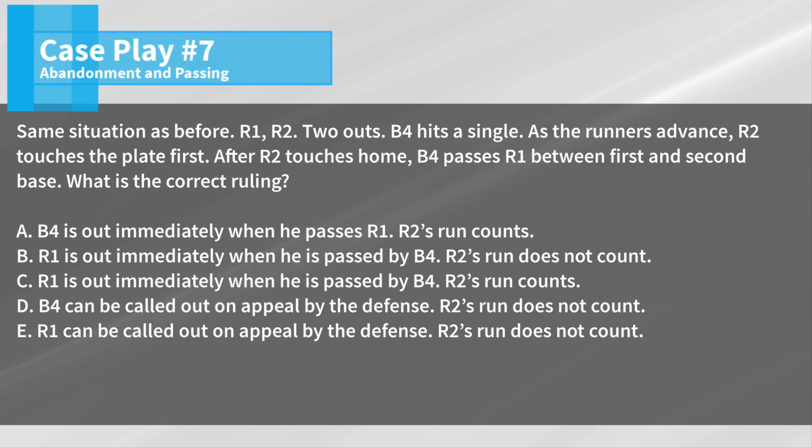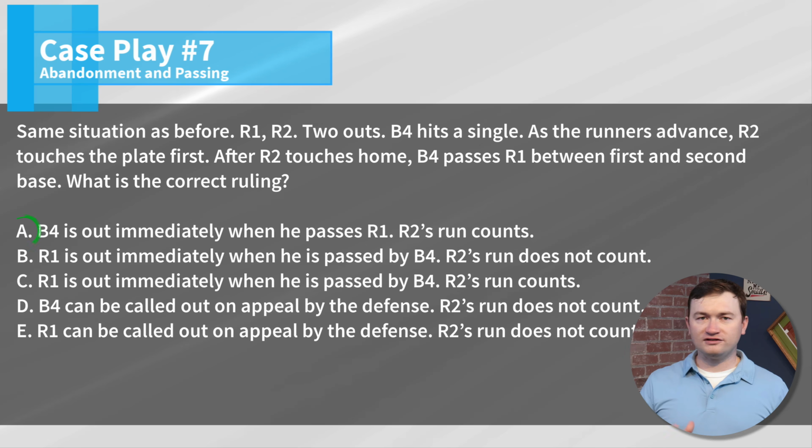A, B4 is out immediately when he passes R1, R2's run counts. B, R1 is out immediately when he is passed by B4, R2's run does not count. C, R1 is out immediately when he is passed by B4, R2's run counts. D, B4 can be called out on appeal by the defense, R2's run does not count. E, R1 can be called out on appeal by the defense, R2's run does not count. The correct answer is A.